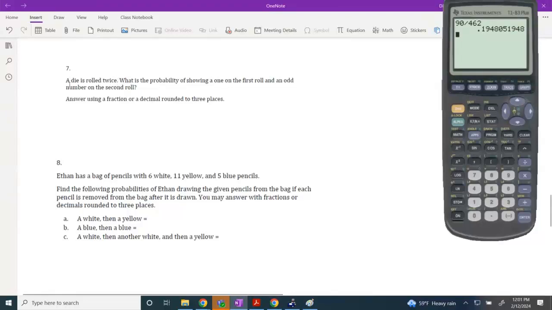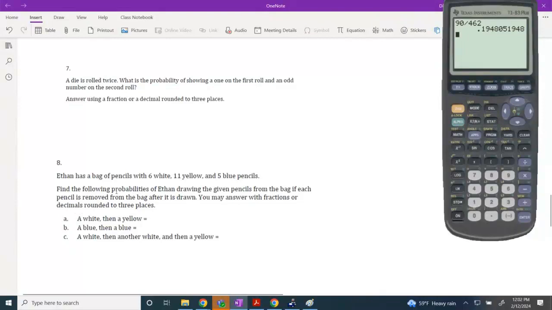Just as a heads up, this one is going to be independent, because one roll of the dice, unless you've got a trick dice or something, doesn't have anything to do with your second roll. So you need to find the probability of rolling a 1 and then find the probability of rolling an odd number. And you use that fundamental principle of counting.